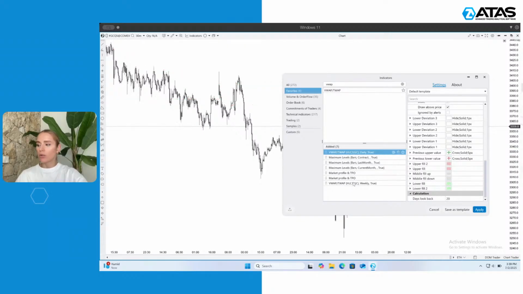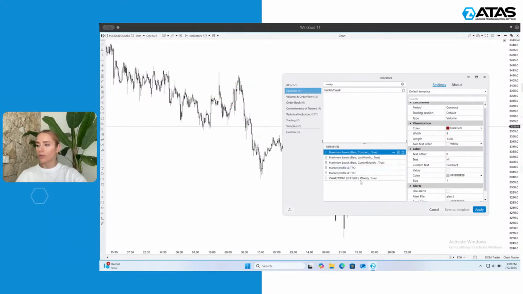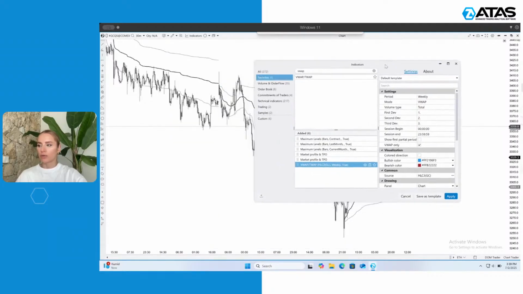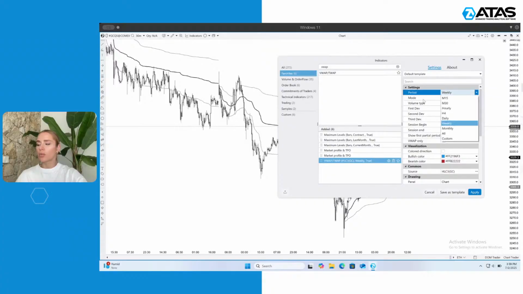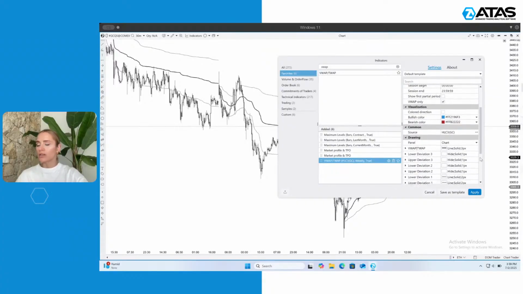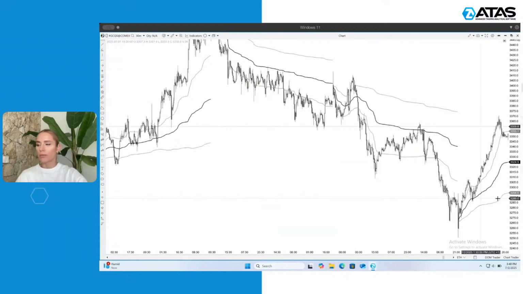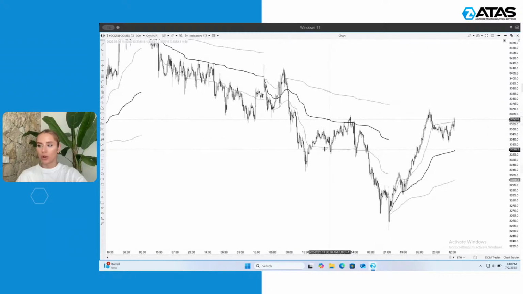I'm going to delete this one, and I'm going to go ahead and unlock this specific one, which we already had added, because that's a settings that we're going to be using today. And the settings will be essentially weekly, with the VWAP mode, with a volume type total, with the unclicked color direction. And at the bottom, I choose the VWAP line color as black, as well as the lower deviation 1 line color as gray. So we have the deviation number 1, and we have the middle VWAP line applied. So you click apply, and it's going to be added to your chart.